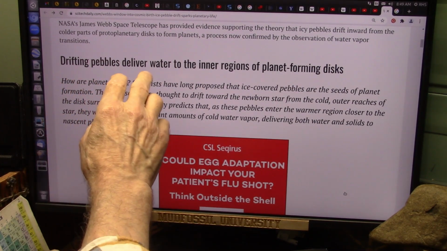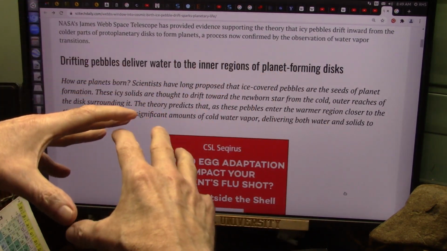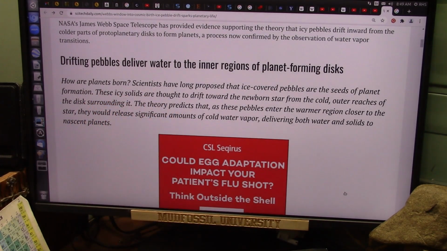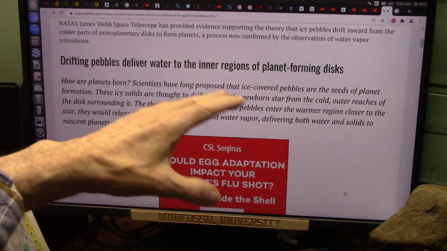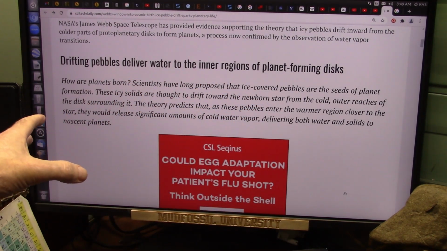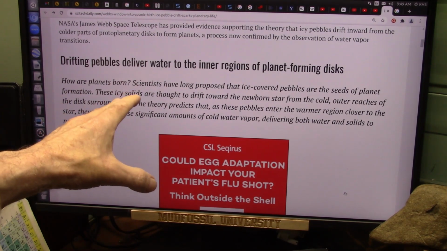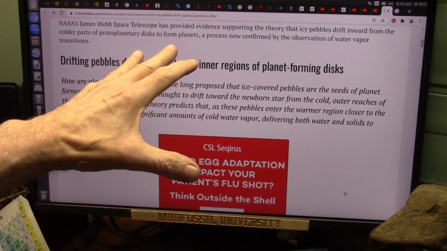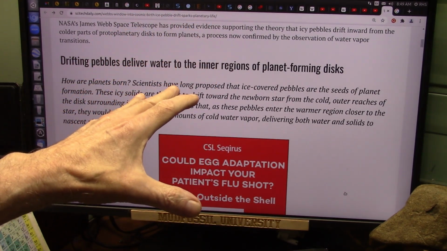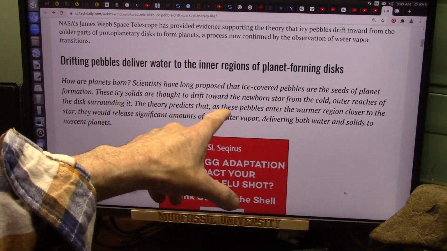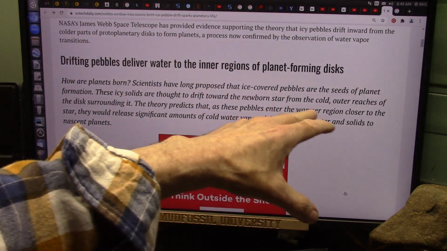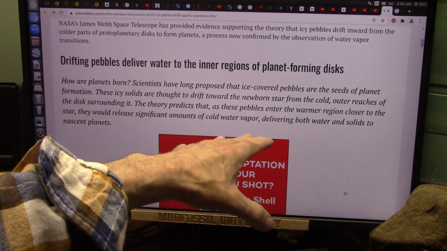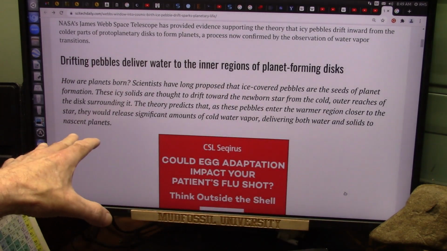Drifting pebbles deliver water to the inner regions of planet-forming disks. How are planets born? Scientists have long proposed ice-covered pebbles are the seeds of planetary formation. The ice solids are thought to drift towards the newborn star from cold, remember this now, cold outer reaches of the disk surrounding it. The theory predicts that as the pebbles enter the warmer region closer to the star, they release significant amount of cold water vapor, delivering both water and solids to the nascent planet.